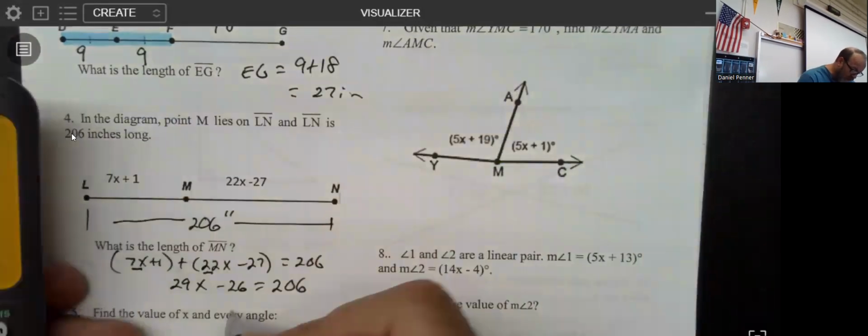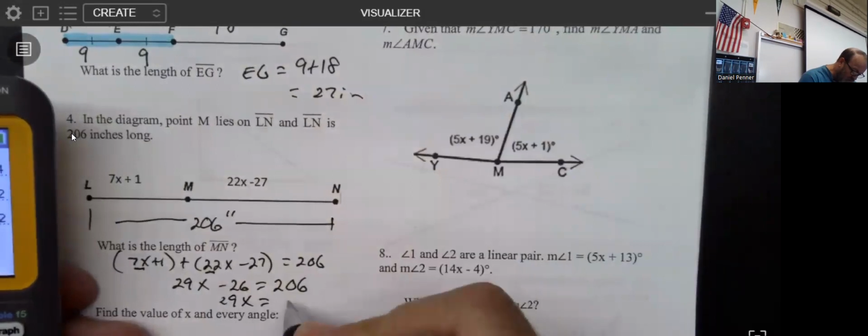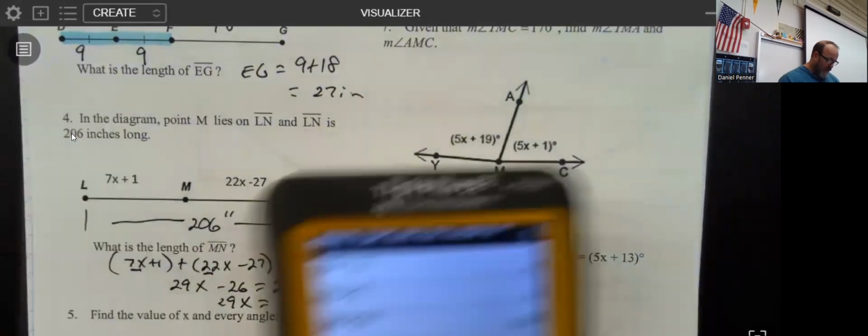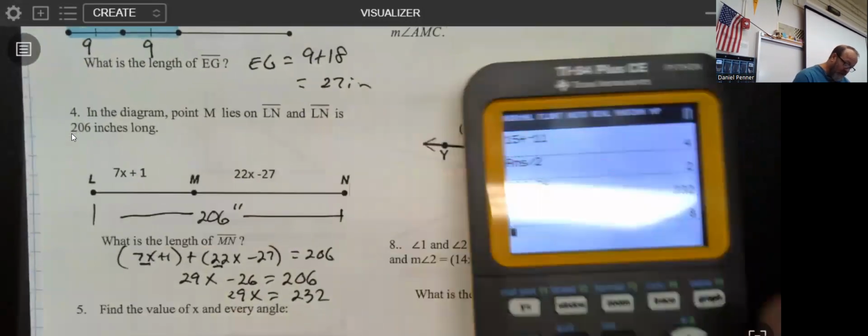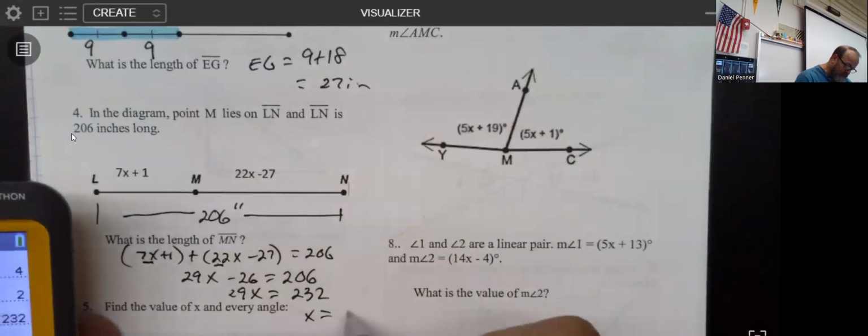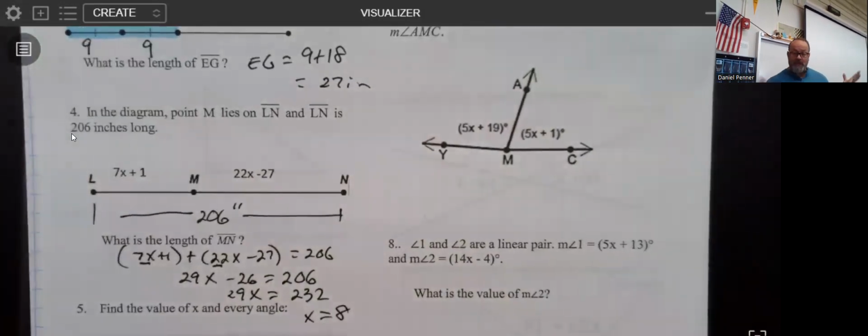And so I have now 29 of these x's is 232. To finish solving, I now need to divide that 232 by 29. And I got a nice answer of x equals 8. And often we feel like we're in really good shape because we found x. And in an algebra class, we're usually done. But that's not what this asks for.